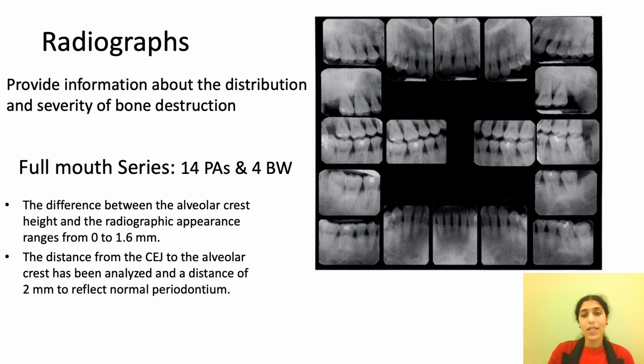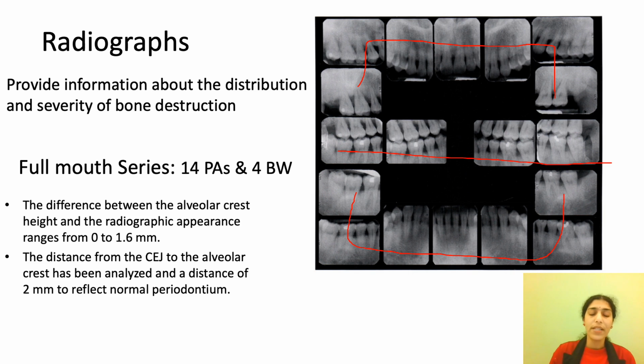Now a full mouth series or full mouth radiographs include 14 PAs and 4 bite wings. These are the 4 bite wings, as you can see here. These are the 4 bite wing radiographs, and then all the rest are the PAs. All these are the maxillary and mandibular PA radiographs. To completely analyze the bone loss everywhere, you require 14 PAs and 4 bite wings.